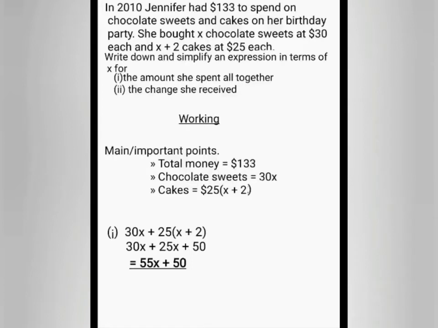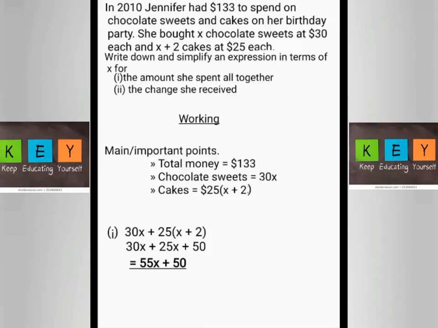So our expression is 30x plus 25 times x plus 2 because we are adding. We have just simplified the brackets first. To remove the brackets, we multiply 25 times x plus 2, then we have 25x plus 50. Then we add 30x plus 25x to get 55x, and we don't leave 50, so it's 55x plus 50. So that's how you work it.